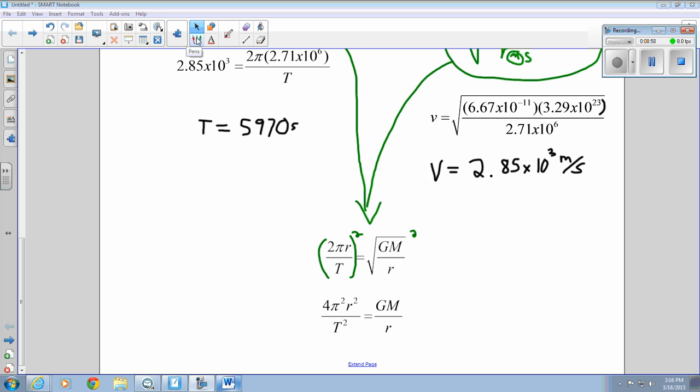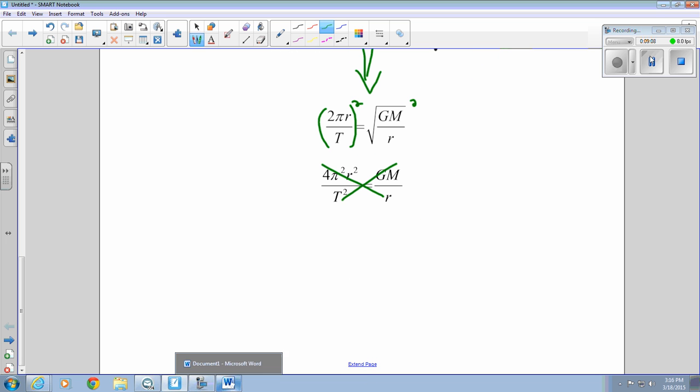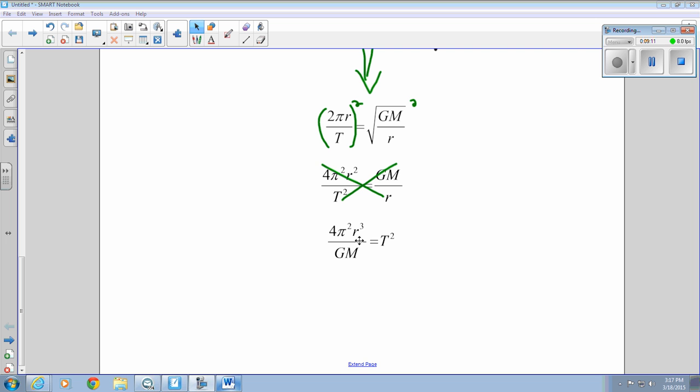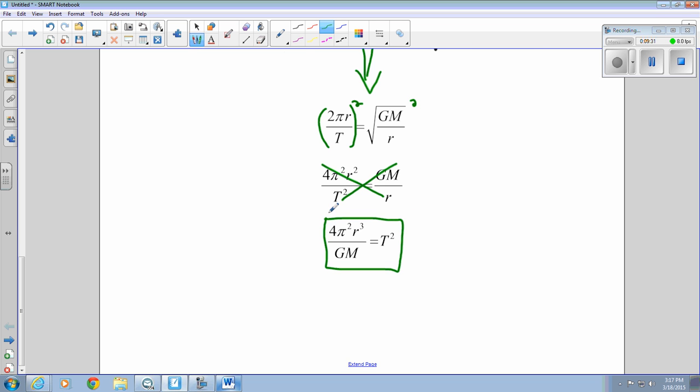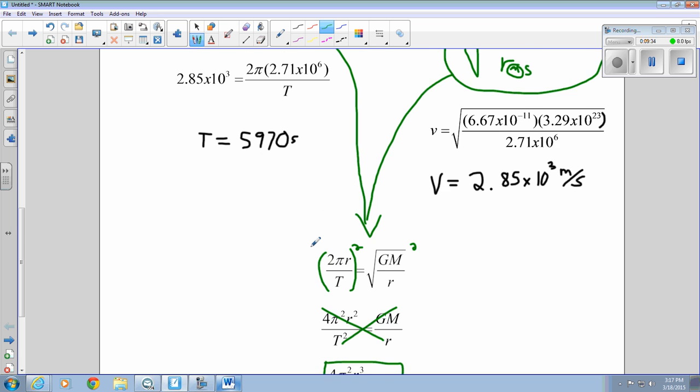And if we cross-multiply everything through, we get T squared equals 4 pi squared r cubed over GM. If we take the square root of both sides, we get T. Again, we don't need the velocity to get the period because of this derived equation. So that's another way we could have gotten the period without solving for velocity.